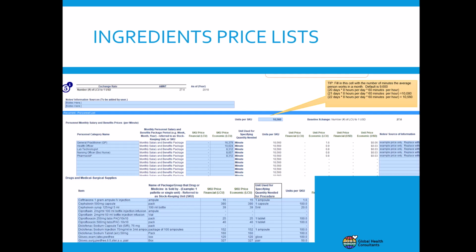We can also document the unit price of drugs and other supplies in a similar way by looking at the package in which something comes in, and then the number of tablets or capsules or milliliters that comes in. That is the specifying unit for the number of units needed for a procedure. That way we can get unit costs for drugs and medical supplies, and we can apply those to the procedures that we are costing.